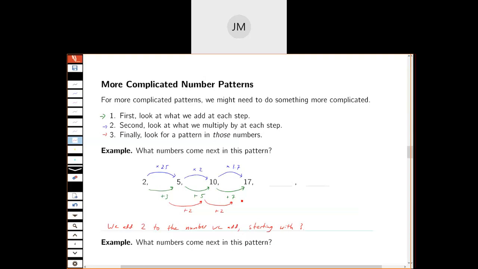So if I keep going, the number that I have to add each time is going up by 2. So it's going to become a plus 9. And 17 plus 9 will give me 26. Then I add 2 to the number I'm going to add, right? So 9 plus 2 gives me an 11 that I'm going to add. And then 26 plus 11 will give me 37.